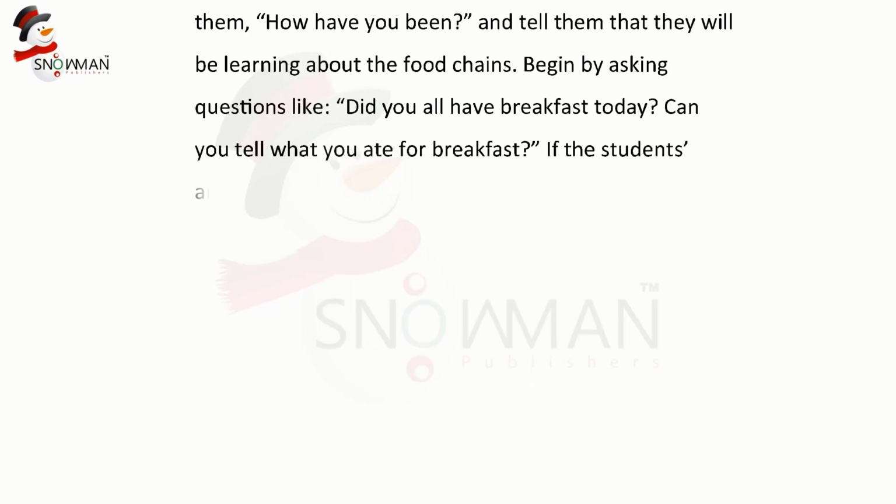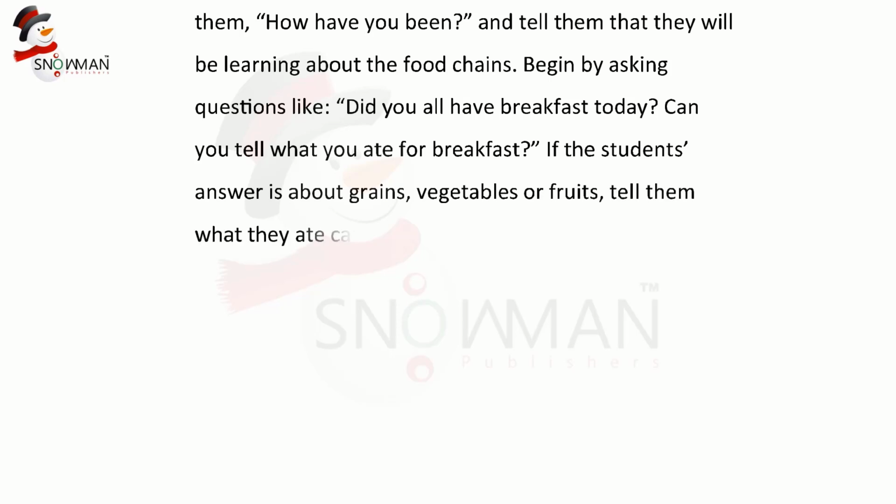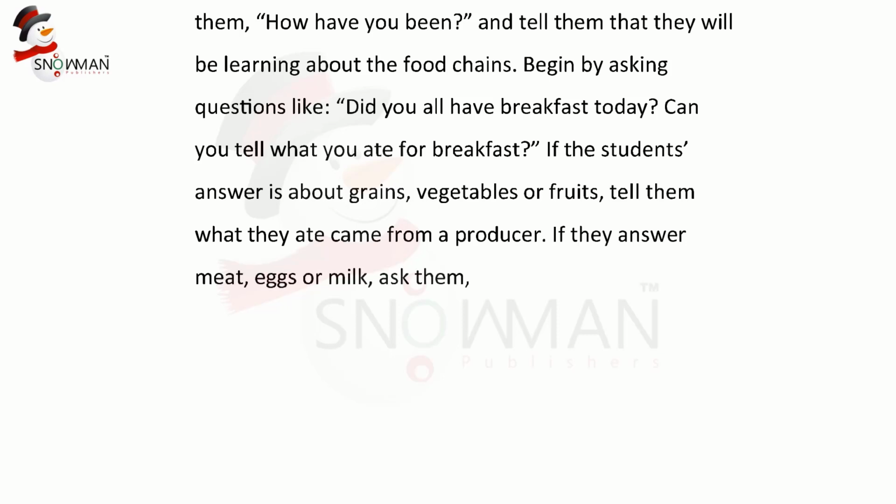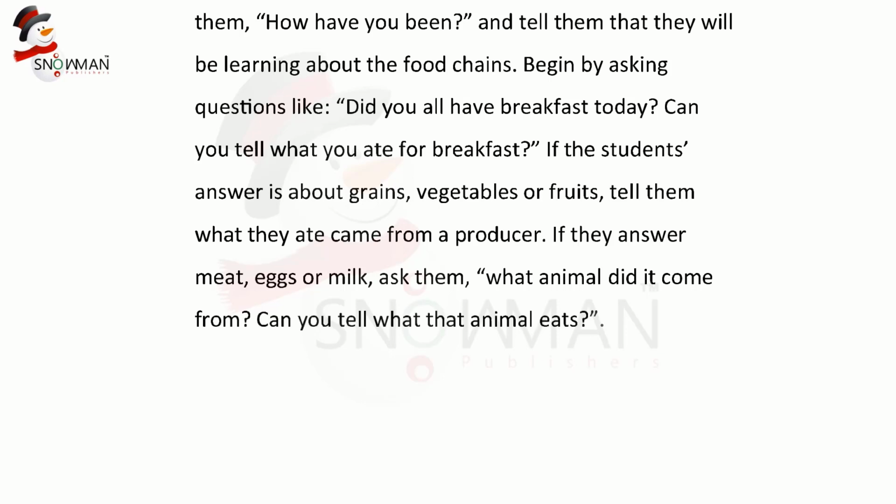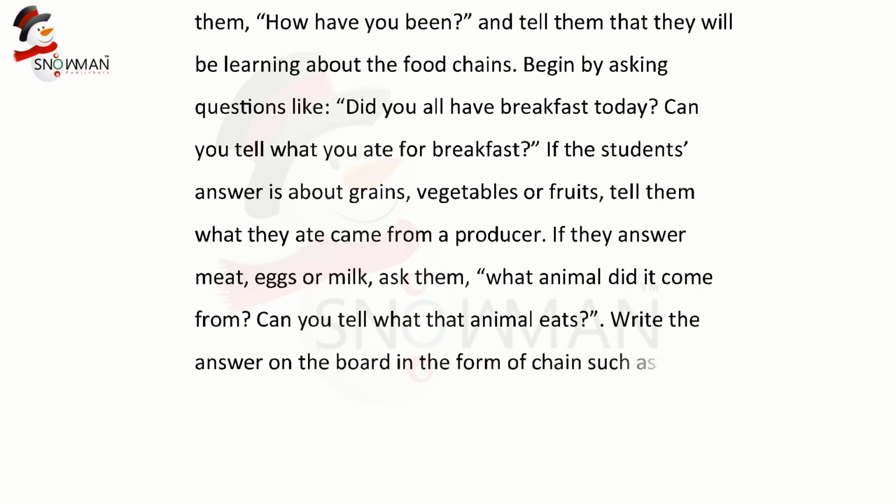If the student's answer is about grains, vegetables, or fruits, tell them what they ate came from a producer. If they answer meat, eggs, or milk, ask them, what animal did it come from? Can you tell what that animal eats? Write the answer on the board in the form of a chain, such as the one shown here.